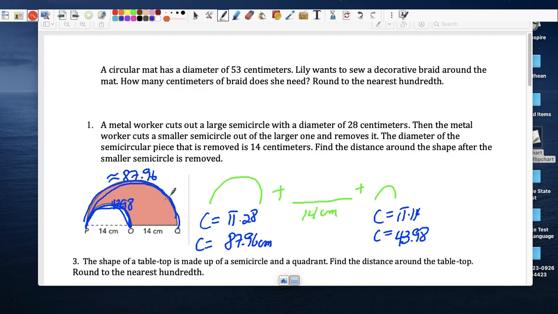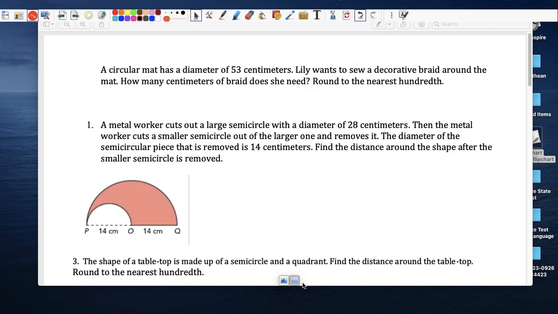So now we have all three components: 87.96, which is half of the big circle, 14 centimeters, which is this straight line here, and then half of the circumference of the small circle. So you add them up: 87.96 plus 14 plus 43.98. You get 145.94 centimeters. And that would be the distance around that shape. Okay. That was number 1.